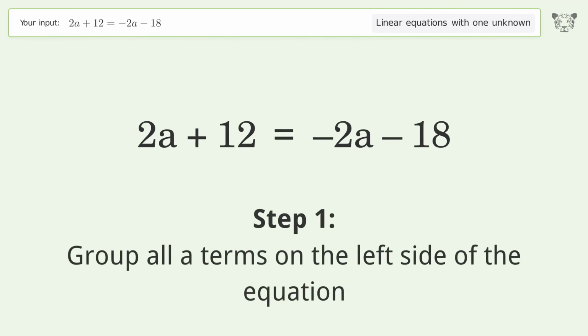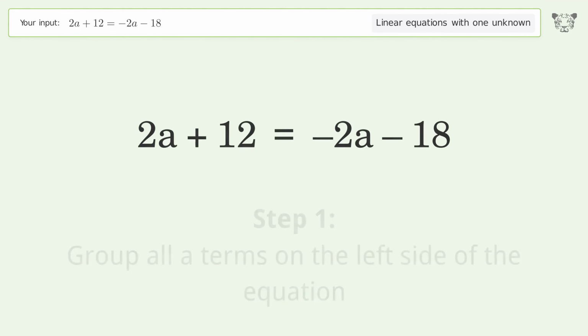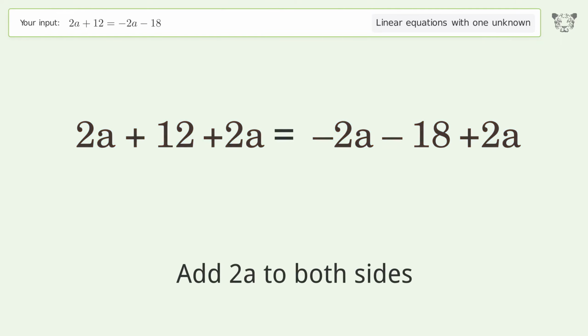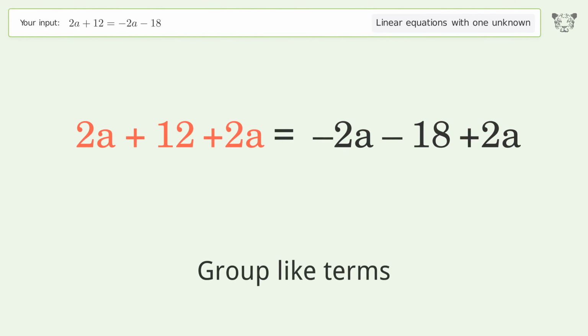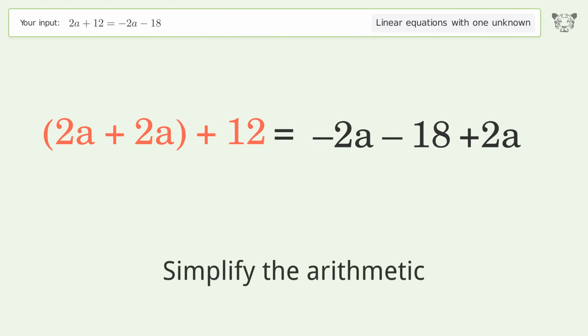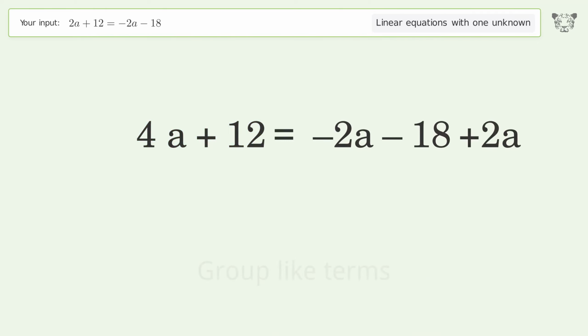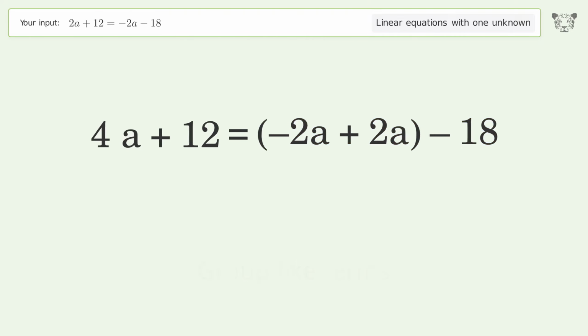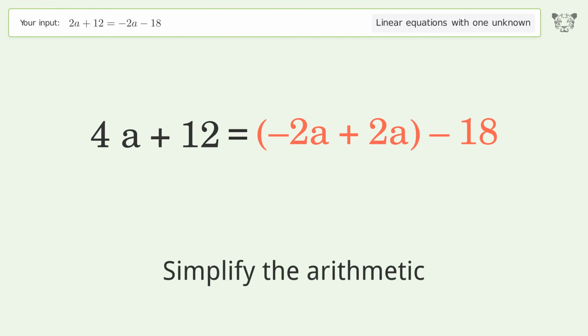Group all a terms on the left side of the equation. Add 2a to both sides. Group like terms. Simplify the arithmetic. Group like terms. Simplify the arithmetic.